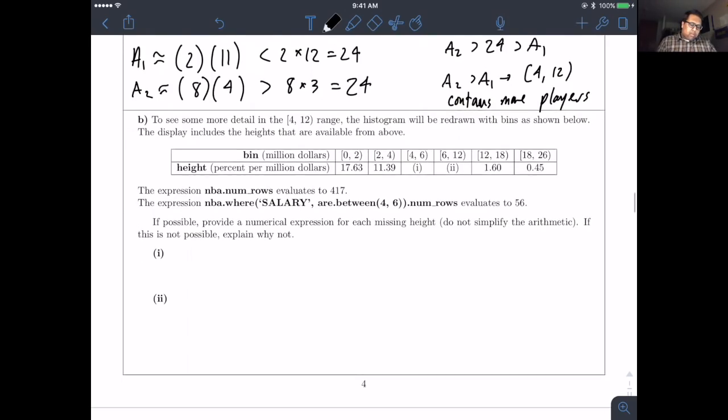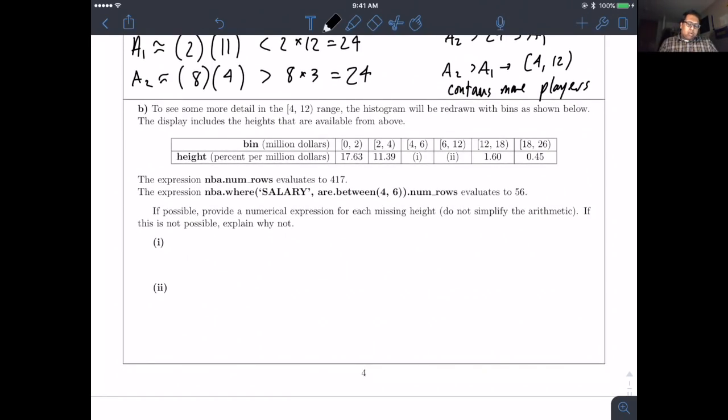Okay, so problem 4b now. So to see more detail in the 4 to 12 range, the histogram will be redrawn with bins as shown below. So we have our new bins here. The display includes the heights that are available from above. So now our question is, if possible, provide a numerical expression for each missing height. So we want to try and figure out, is there some way we can solve for this height 1 and this height 2? And if so, do not simplify the arithmetic, but how could we go about doing that, given these two facts? Right? So let's take a look at number 1 first.